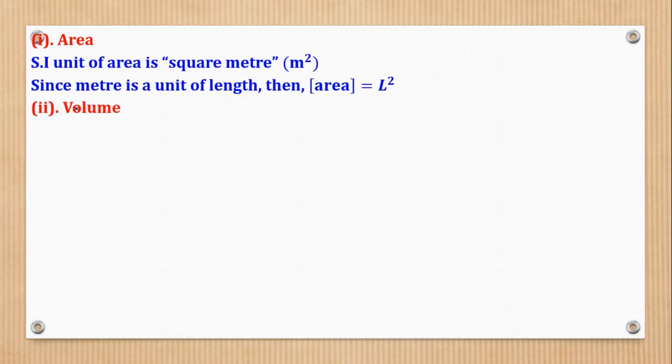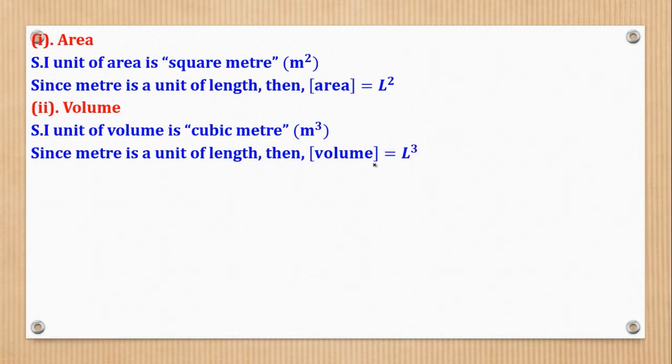So what about volume? For volume, the SI unit is cubic meter. Therefore, the dimension will be L cubed, like that. So you can see there is a relationship between the SI unit and the dimension we want. So once you know the SI unit, then this topic will be easier for you.